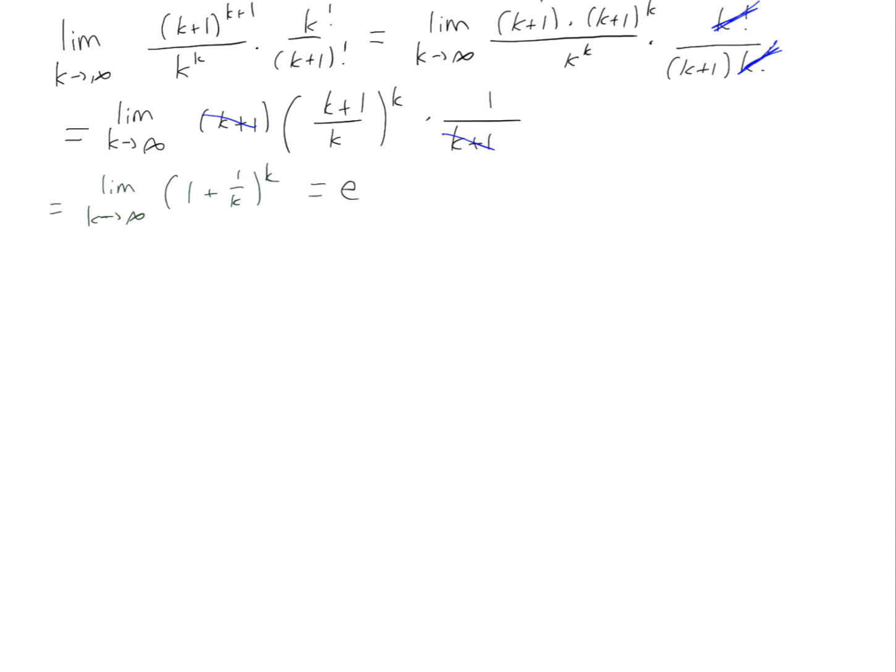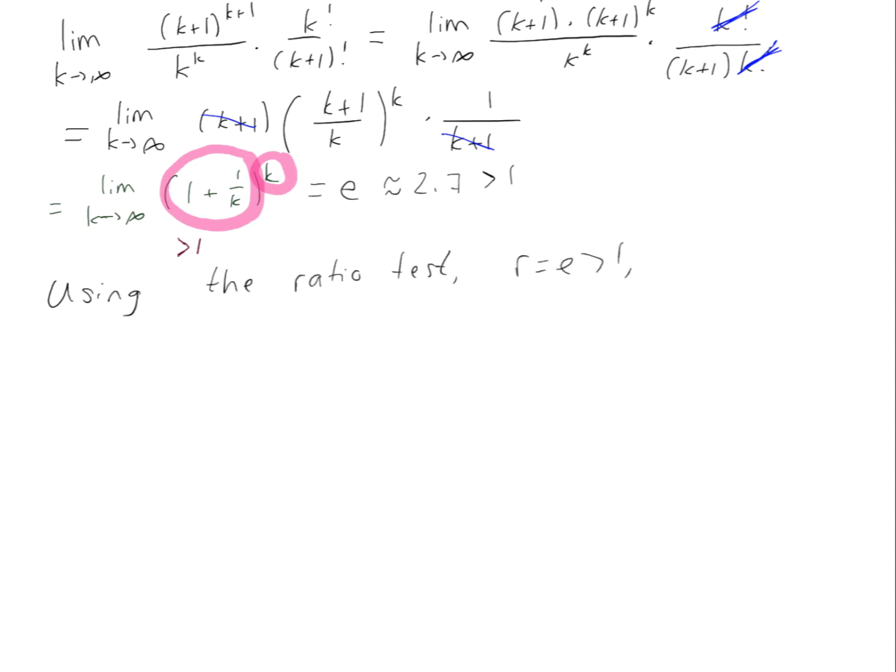Now it's tempting to say the inside goes to 1 and 1 to any power is 1. The problem with that is the inside is a little bit bigger than 1. And when I take something bigger than 1 and I start raising it to a really big power, that thing starts getting big. This is a limit that's nice to have memorized. e is about 2.7. In particular, it is bigger than 1. Altogether, because we saw a factorial, we wanted to use the ratio test. We calculated our limit r, that was greater than 1. That tells us that this series diverges.